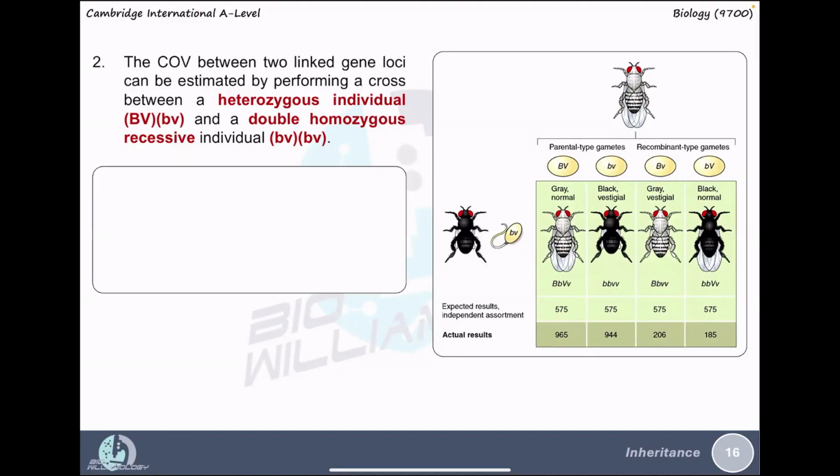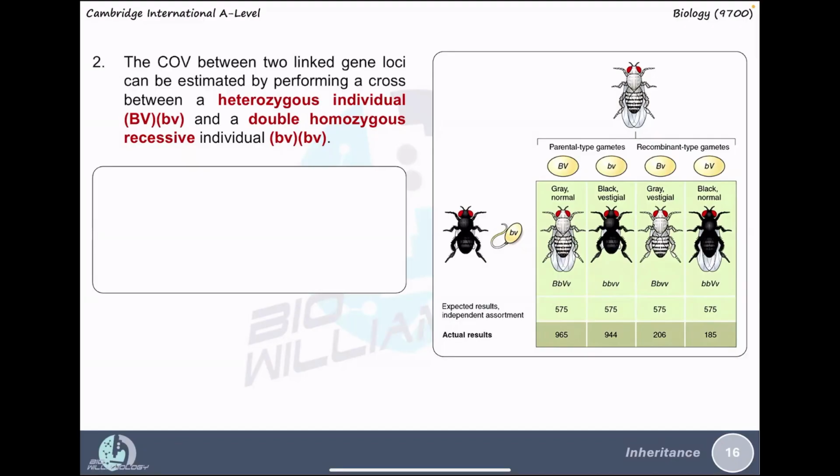So in this case, for the recombinant type offspring, we can see that, again, they are gray body with vestigial wing. So it's something like mix and match in this case, right? So another recombinant type offspring is ebony body with normal wing. And again, they occur in a very small number.